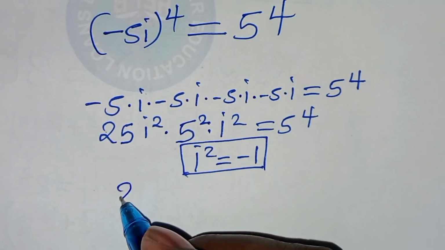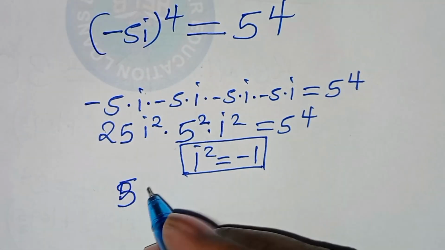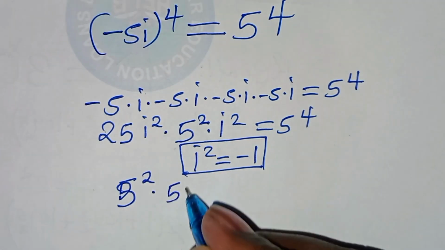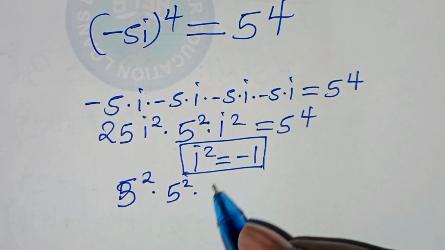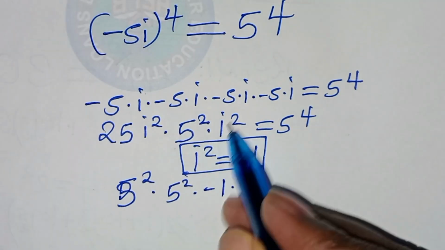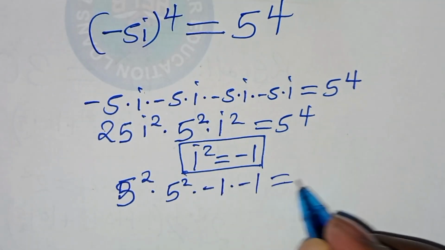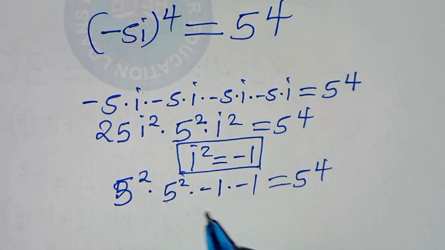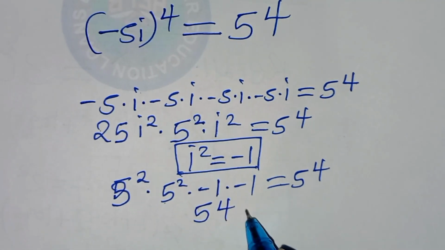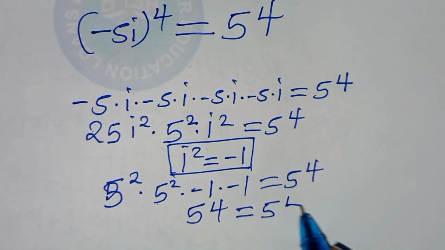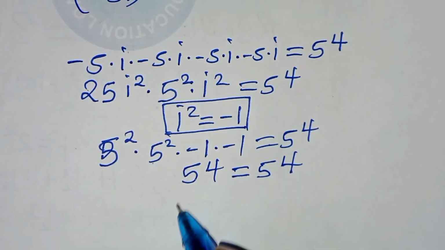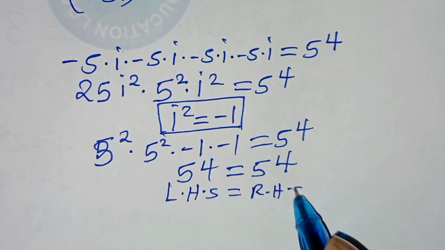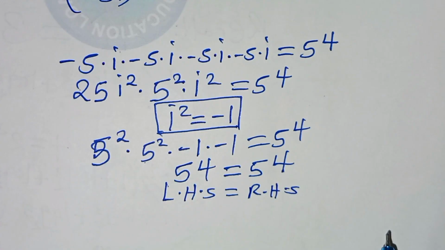Substituting this, 25 is the same thing as 5 to power 2, times this 5 to power 2, then times i squared, which is minus 1, times i squared, minus 1 again. This is equal to 5 to power 4. So 5 to power 2 times 5 to power 2 is 5 to power 4, and this is equal to 5 to power 4. So this implies that the left hand side is equal to the right hand side. So x1 satisfies the equation.